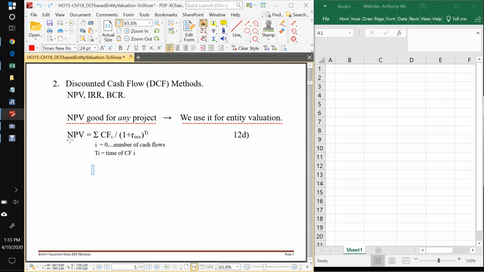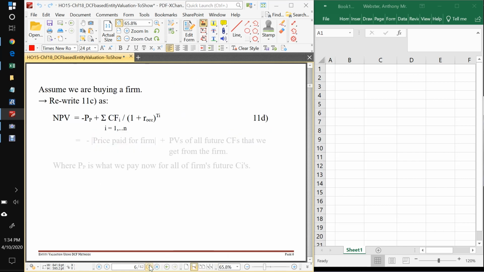So our NPV method, as we all know, is that the NPV is equal to the sum of every cash flow for this project. We take each cash flow, individually discount it back to t equals 0, add them up, and that's the NPV. If the NPV is greater than 0, the model's telling us it's a good project. If it's less than or equal to 0, pass on it.